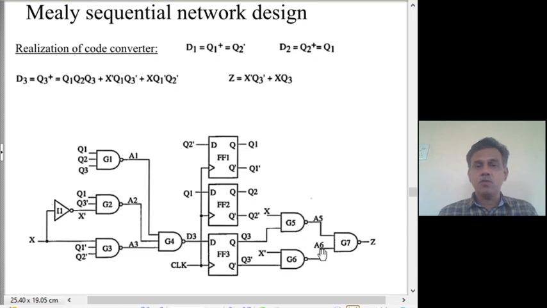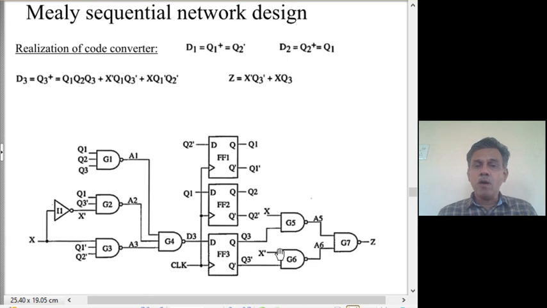Similarly, here also we have used AND gates. So we have synthesized the circuit. The X comes here, Z goes here. Now what we talked about, a black box which takes bits serially one by one and produces output serially, has been realized. That black box is the whole of these gates. One serial bit X comes here, one serial bit Z goes out. This is the sequential machine design: a Mealy sequential machine for BCD to XS3 code conversion in a serial in, serial out manner.